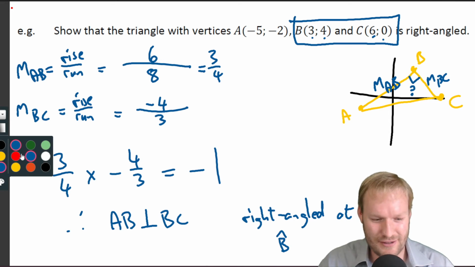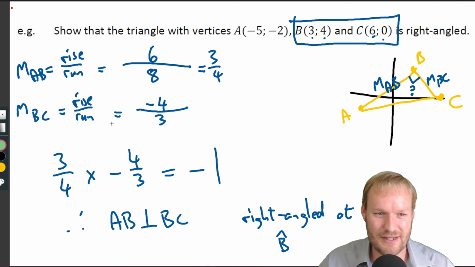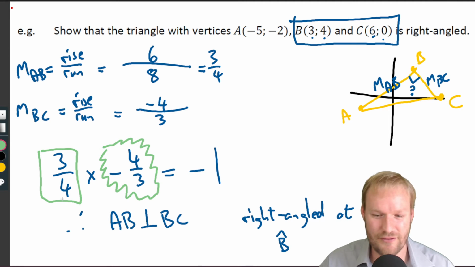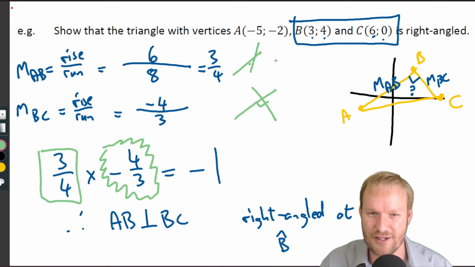Now, one last thing to maybe think about here is, well, notice that this first gradient is the negative reciprocal of the second gradient. So 3/4, we've just flipped it around, makes it 4/3. The one's positive, the one's negative. Of course, if the one's positive, the other one has to be negative, because you can't have two positive gradients that are going to be at 90 degrees.